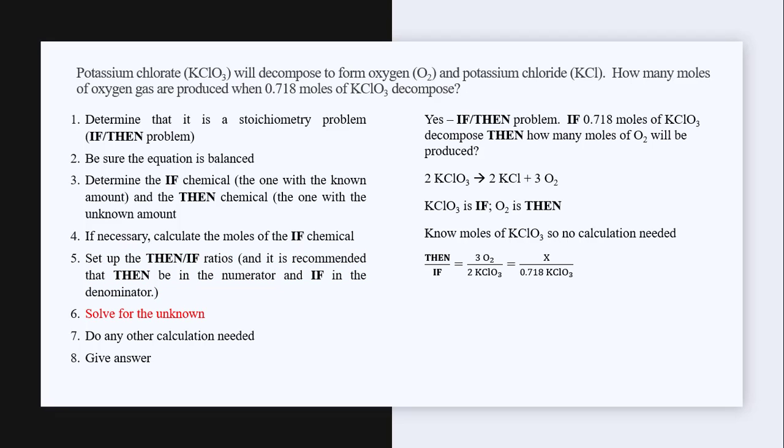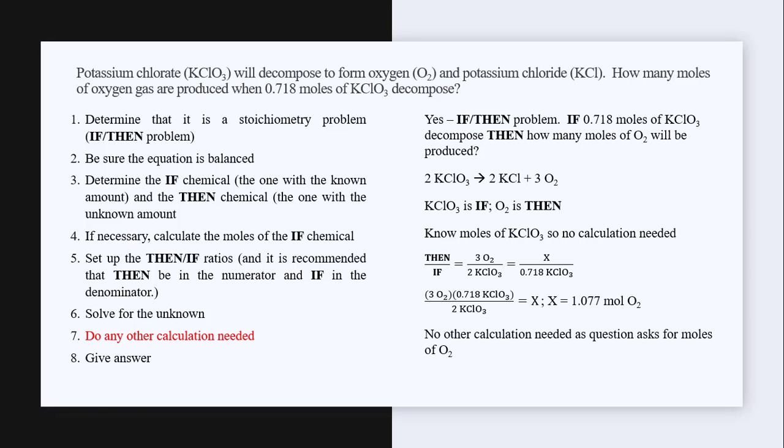Now you're going to solve for the unknown variable, or the X. So rearrange the equation, do the math, and in this instance, X equals 1.077 moles of molecular oxygen. Are any other calculations needed? The answer here is no, as the question asks for moles of oxygen.